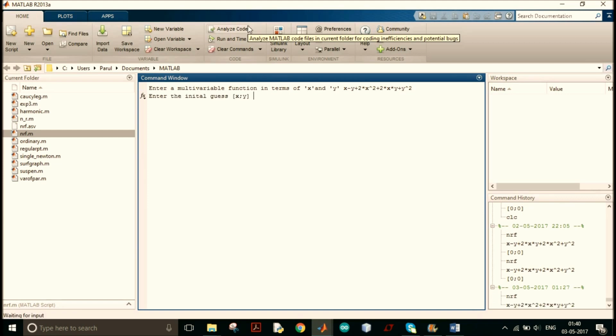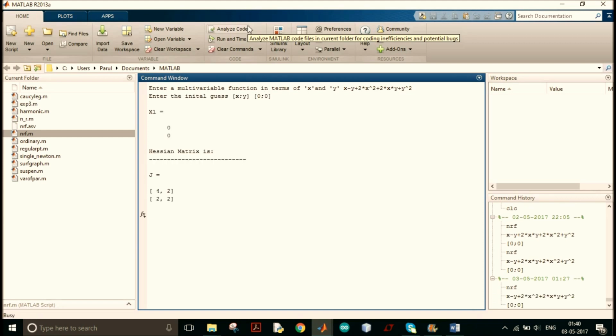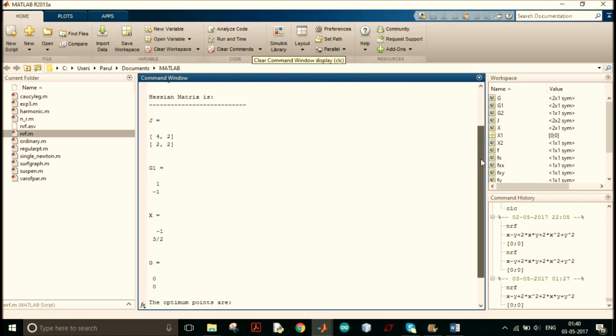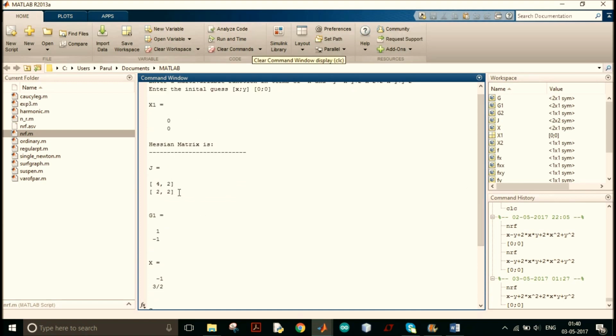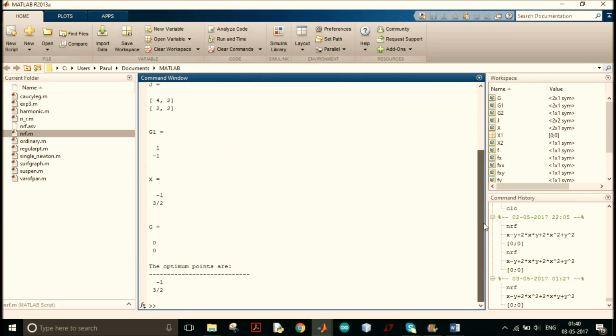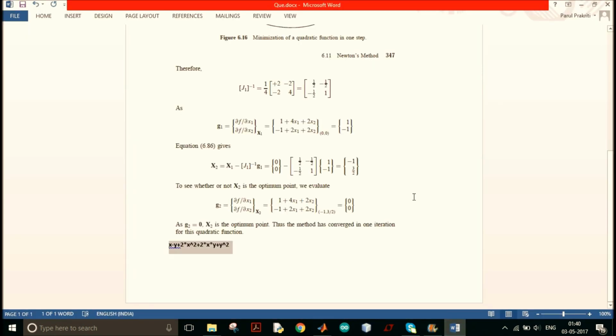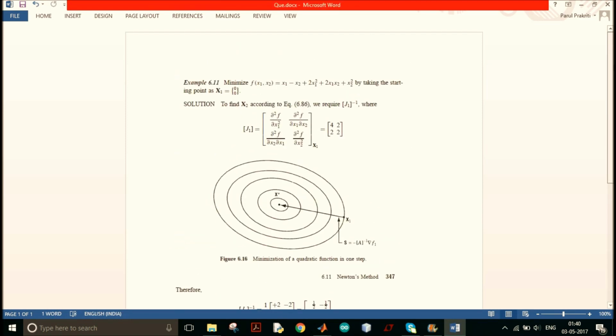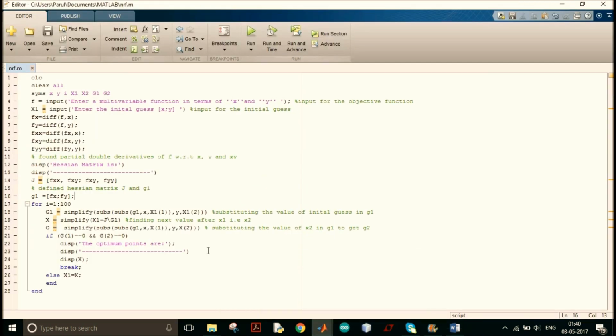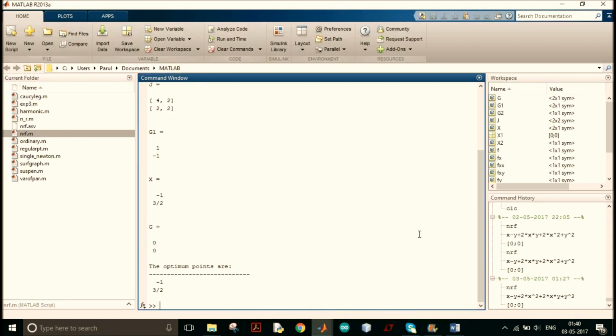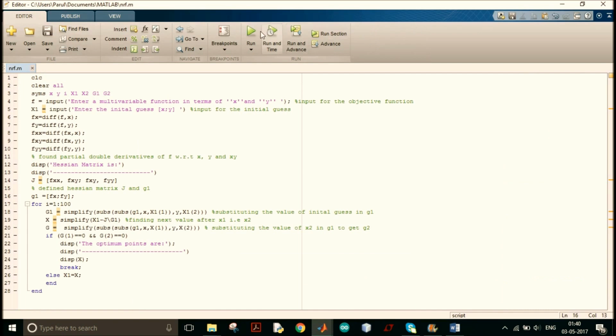This is the question and the initial guess was 0, 0. So here we get the optimum points, which is the same. The Hessian matrix is this, and the optimum points we get are -1, 3 by 2. So this was the same optimum point which we got for this question, and this is the final result for that particular question.